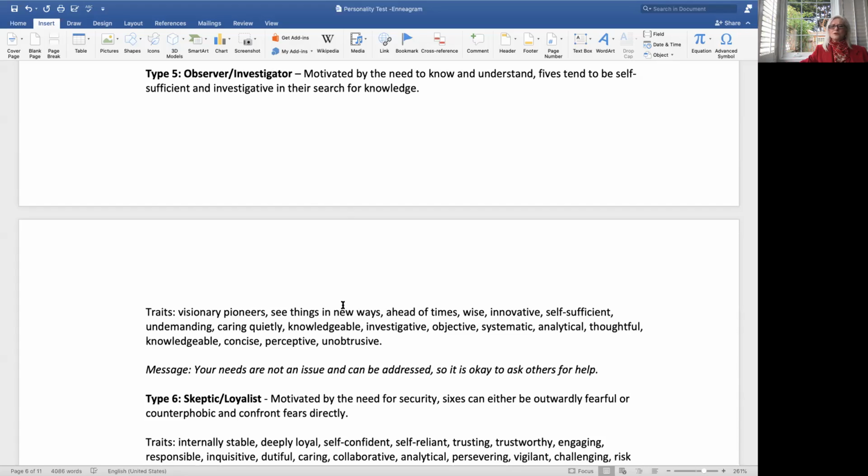And they also have some really positive traits, such as being undemanding and caring for others quietly, not making a big to-do about the fact that they are making contributions. They can be unobtrusive. They can also be very systematic and very analytical. And as I pointed out, that thoughtfulness can really prove to be an asset. And they're generally very concise once they do articulate their thoughts and ideas.